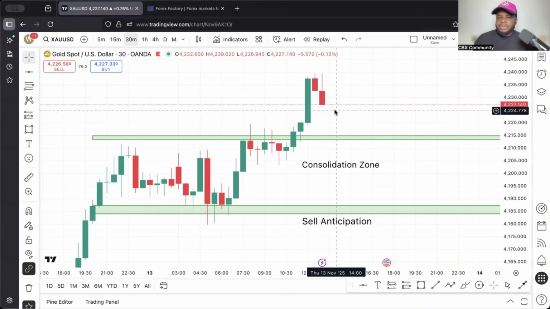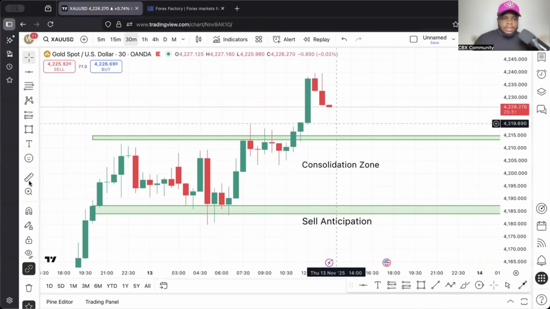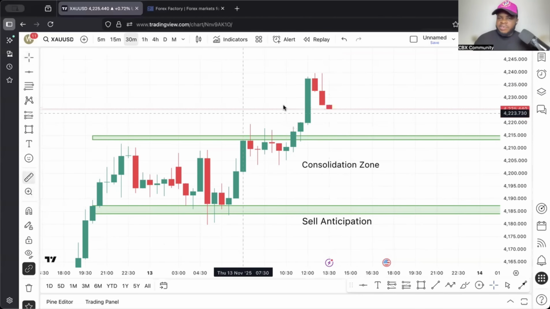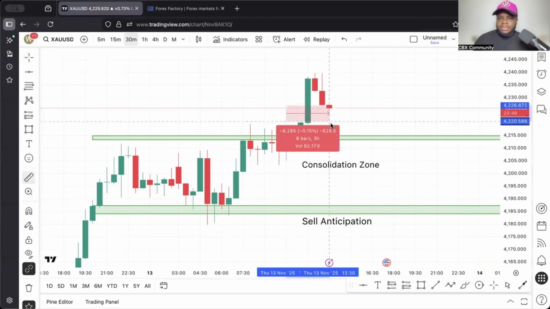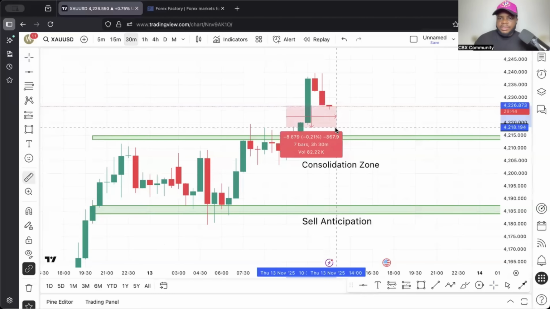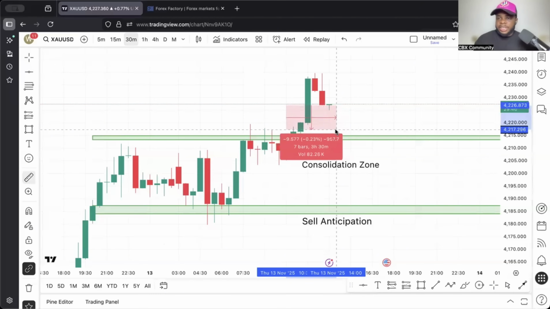Just watch this candle, how this candle will print. Let's watch how this candle will print. This candle can continue to come down. It will definitely give us like 100 pips. Let's watch. It will definitely give us like 100 pips. But this is not the position of which I'm anticipating to take a position.